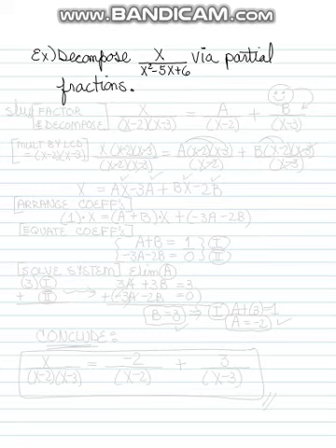We are given a rational function, basically a big fraction, x over x squared minus 5x plus 6. We're asked to decompose it via partial fraction decomposition. First thing we're going to do is factor and decompose. Okay, factor and decompose.